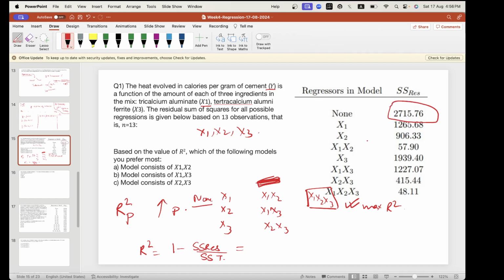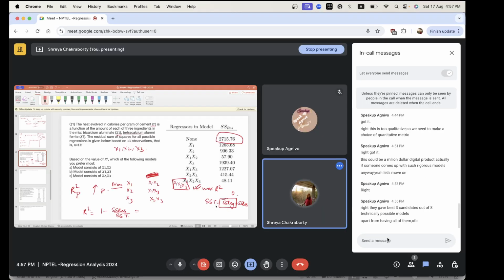Because when we have predictors, we partition it into SS due to regression plus SS due to residuals. Here for this none model, this SS regression part is actually 0. Nothing is explained by any regression model. So entire SS residuals would be my SST. Is it okay?